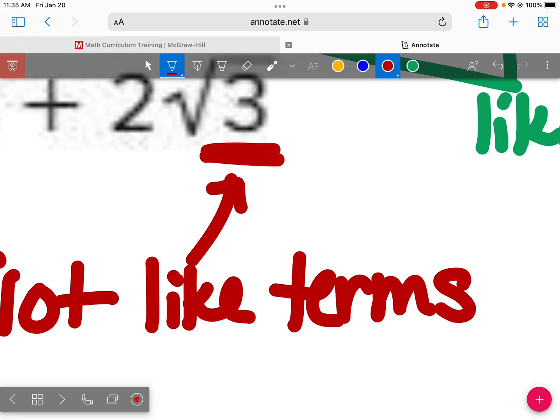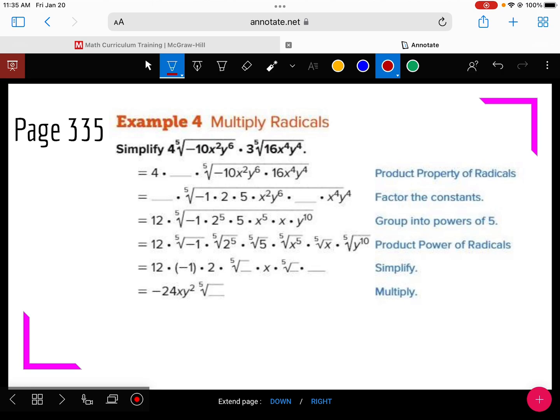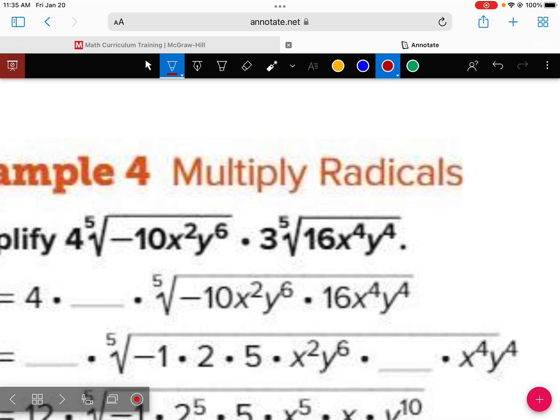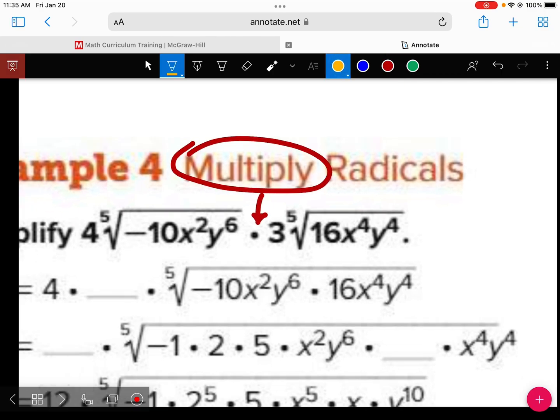What questions do we have before we move on? Okay. Let's look at our next example. Same page, just a little further down the page. Example number 4. What operation do we have going on between these pieces? Multiplication. We want to multiply these two radicals together.